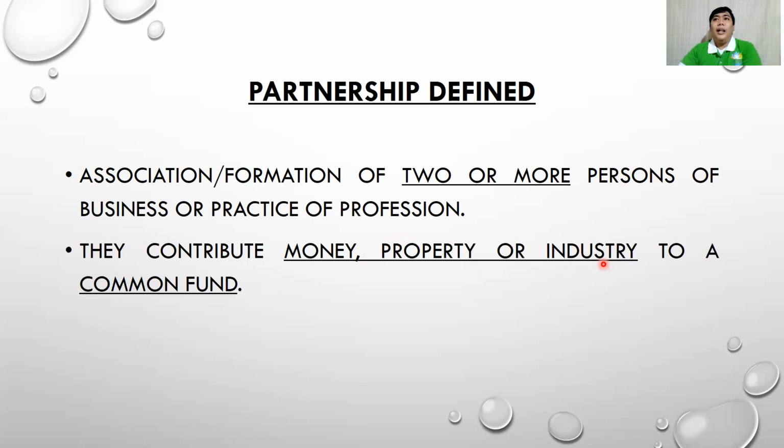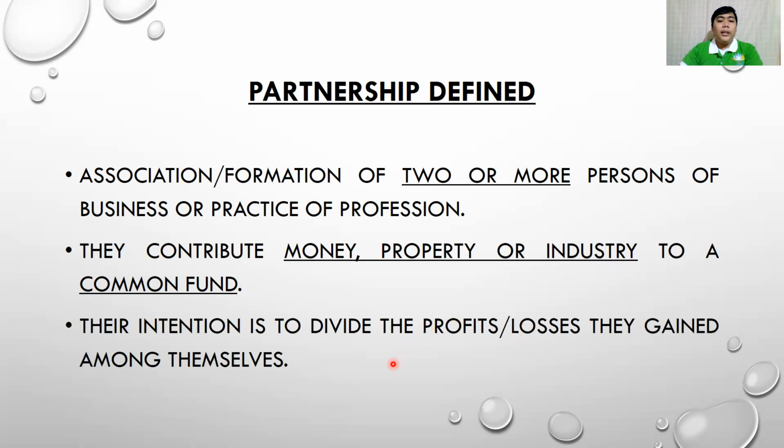When you say industry, the partner will use all of his time managing the partnership, even though he or she does not have money or capital or property to contribute to the partnership. As long as he will serve and work for the partnership, he can also be considered a partner. Now, their intention is to divide the profits, of course, and the losses they gained among themselves. So that is the definition of partnership.